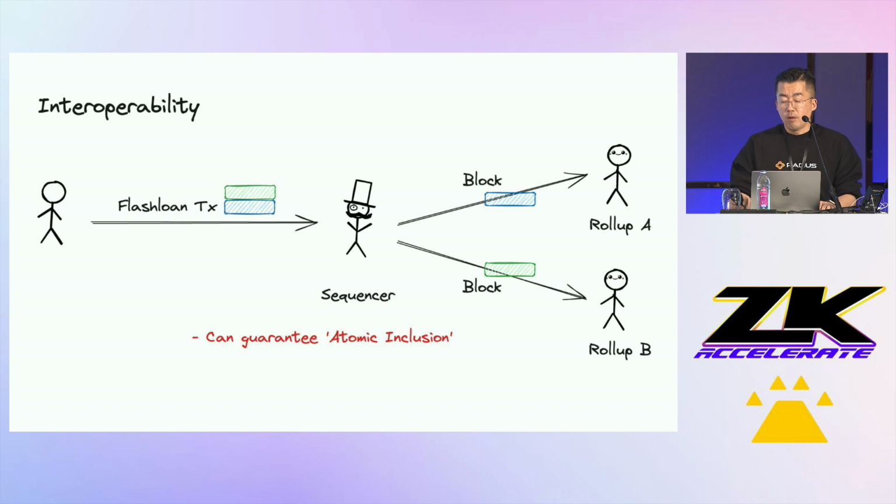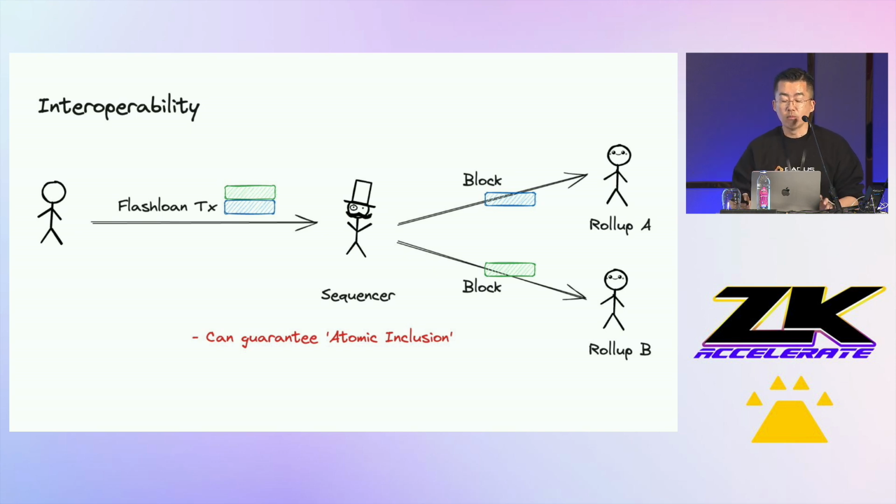And even though the sequencer has full control, Radius has an encrypted mempool, so there's nothing the sequencer can do to manipulate the order of the transactions. So we can make sure that even though full control is on the sequencer side, it can't be abused. Anyway, on interoperability, for example, flash loans have multiple transactions that should be executed in multiple rollups.